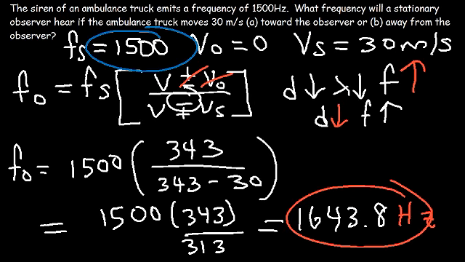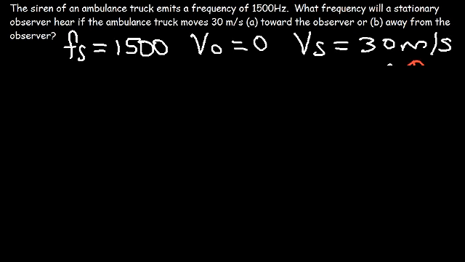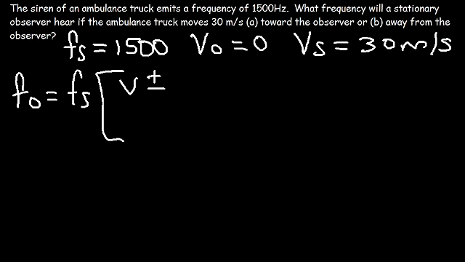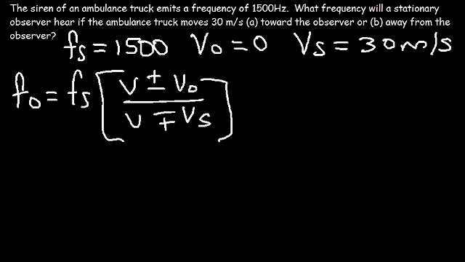Now, what about part B? As the source moves away from the observer, it should detect a frequency that's less than 1500. So VO is still 0. We don't need to worry about the numerator. And we know the sign has to be different.